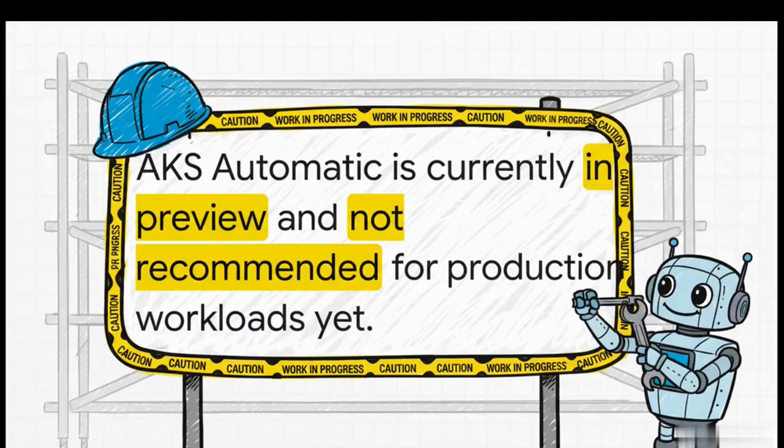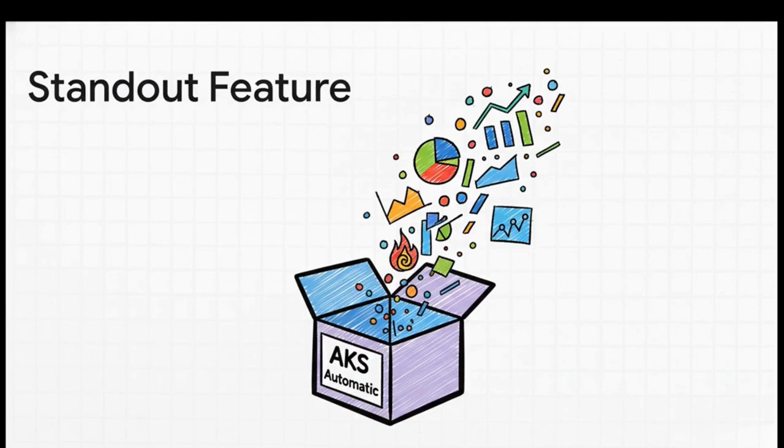Now, here's the most important thing you need to hear today. A critical caveat. AKS Automatic is currently in preview. What does that mean? It means it is not recommended for your production workloads just yet. Think of it as a peek into the future or something that's perfect for your dev and test environments right now. One of its absolute biggest selling points, though, is the monitoring experience. With Standard, you have to bring your own tools and integrate them. With Automatic, you get a fully managed monitoring stack. We're talking Prometheus and Grafana, enabled right out of the box. And that is a huge time saver.